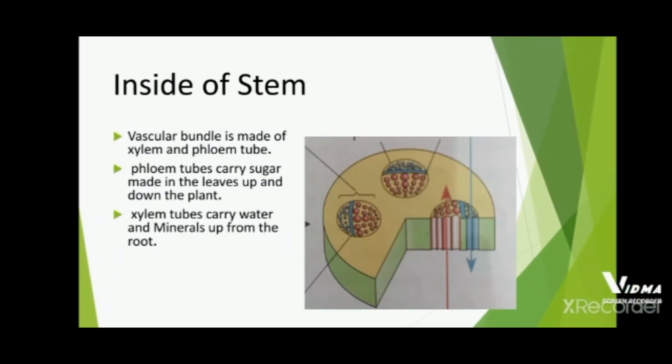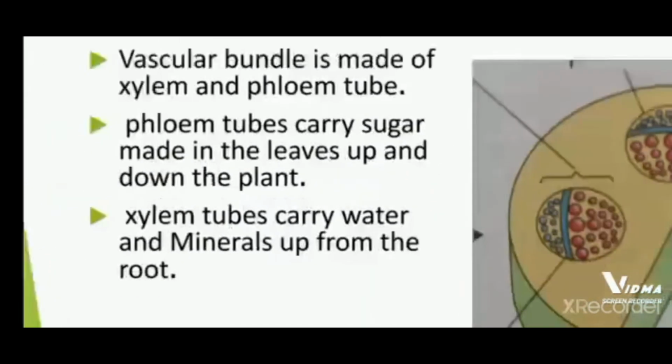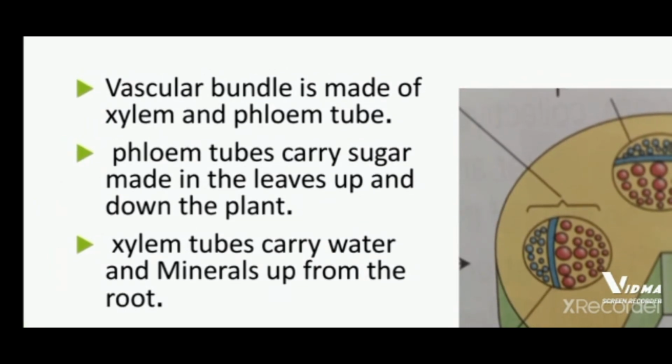Now we will talk about the inside of the stem. What are the things which are happening inside the stem? The vascular bundle is made of xylem and phloem, which are present inside the stem. The phloem tube carries sugar made in the leaf up and down the plant, that is, it provides nutrition to all parts of the plant. The xylem tube carries water and minerals up from the root. All the water and minerals from the root are carried by the xylem tube.